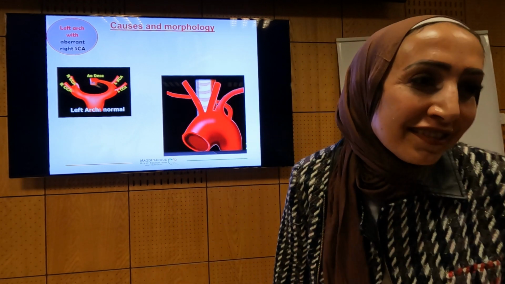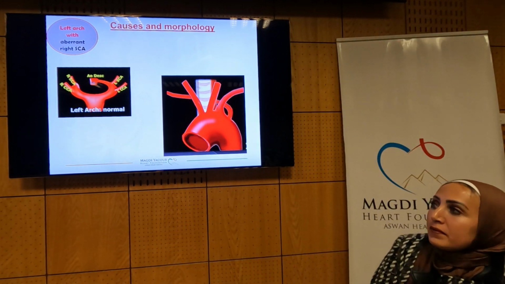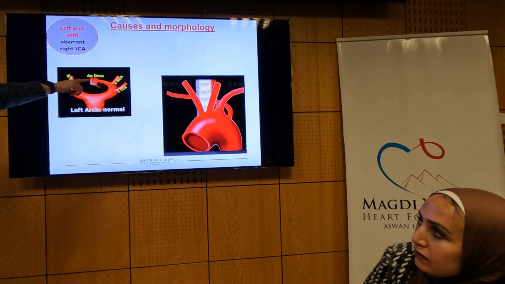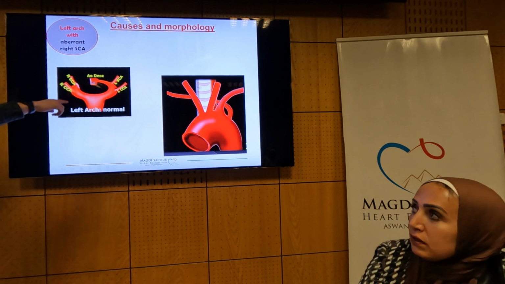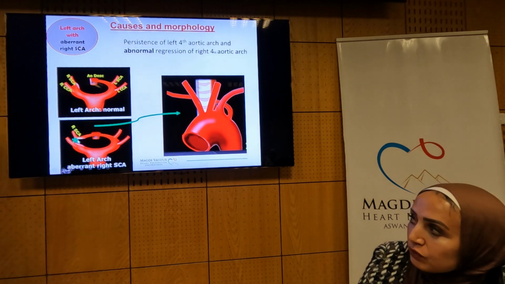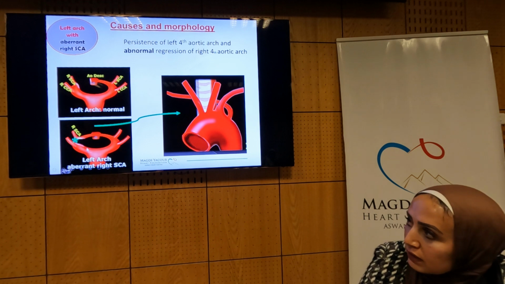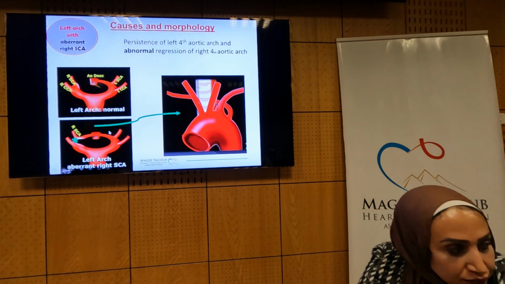We have a lot of segments. So the right subclavian is the posterior one. This will come again. Which segment should be regressed? Yes, exactly, between. Okay, this segment should be regressed. Exactly. So we have here a left arch.